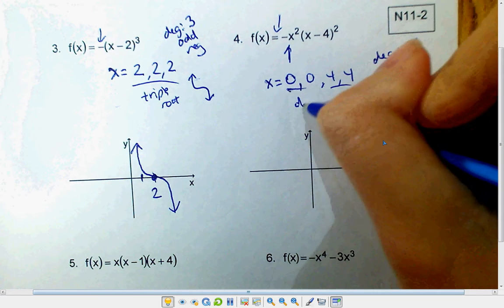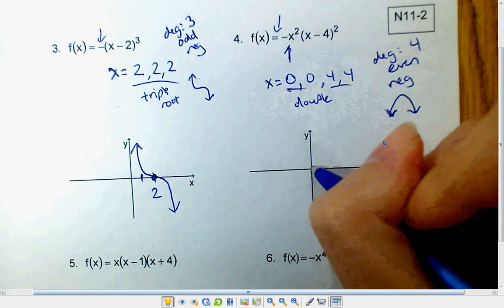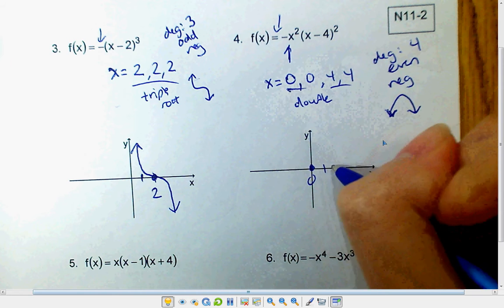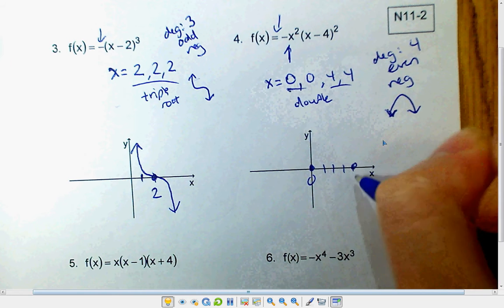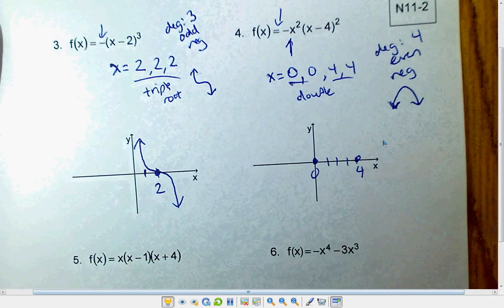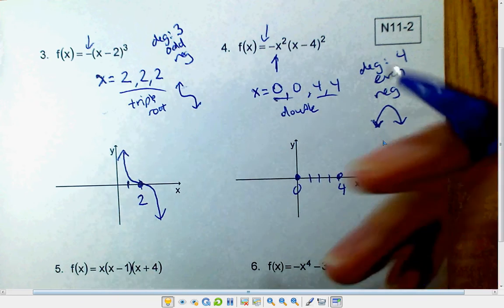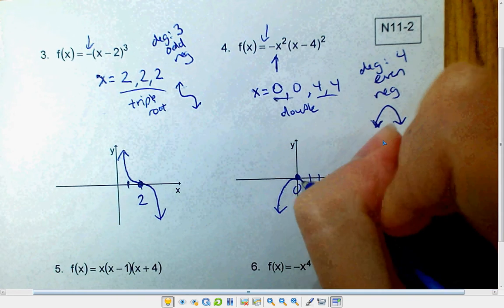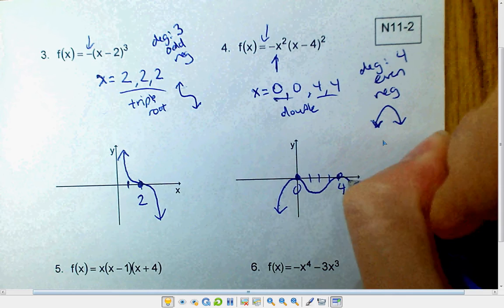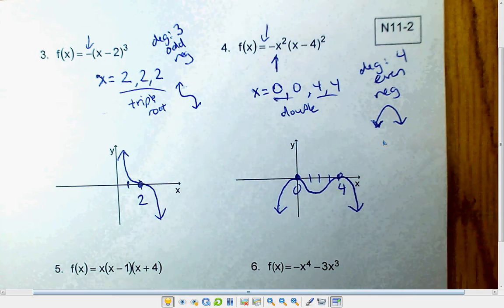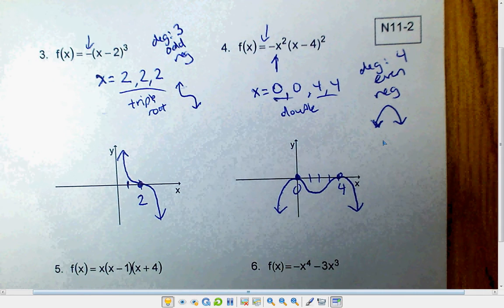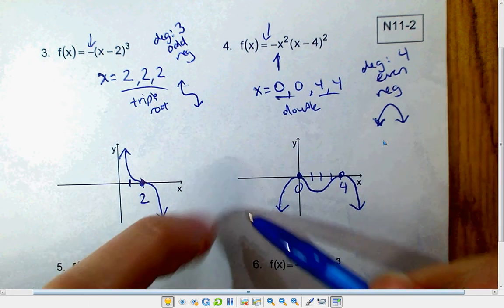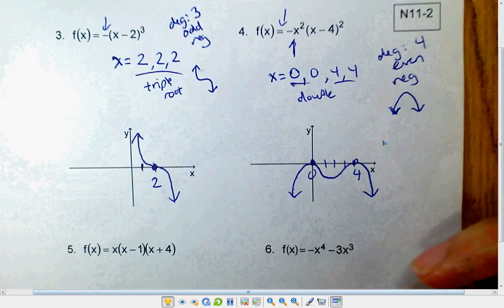Both of these are double roots. So 0 and 1, 2, 3, 4. Both of them are double, so both of them are going to bounce off like a quadratic. So I know I want it to be pointing down to start off with. It's going to bounce off this one, and still be pointing down. So when it's a double root, it doesn't go through it, it just bounces off. That's my graph for number 4.